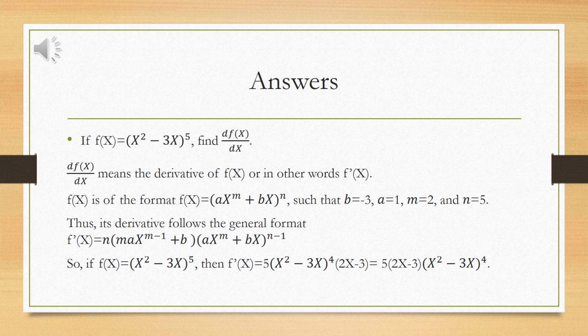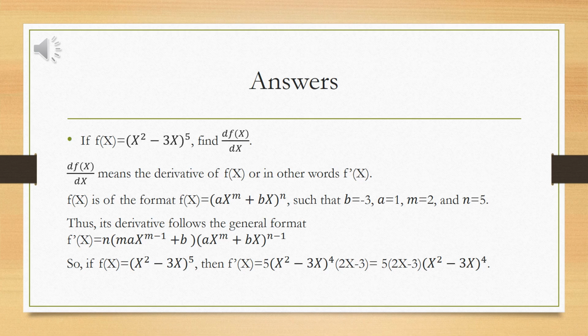Thus, its derivative follows the general format: f prime of x equals n times (m a x to the m minus 1 plus b) times (a x to the m plus b x), all of it to the n minus 1.